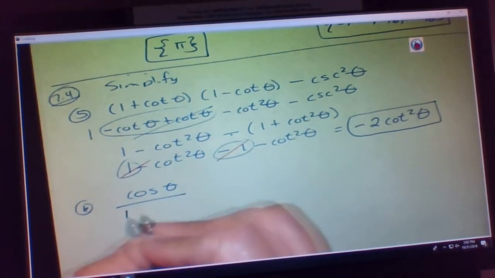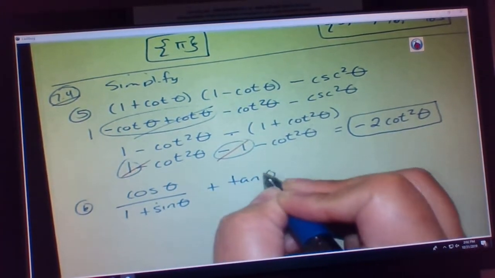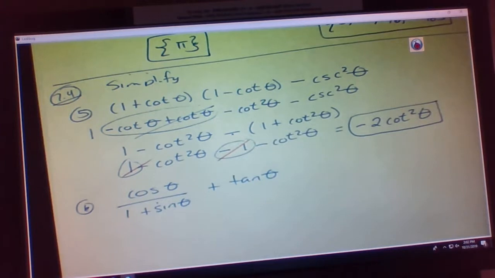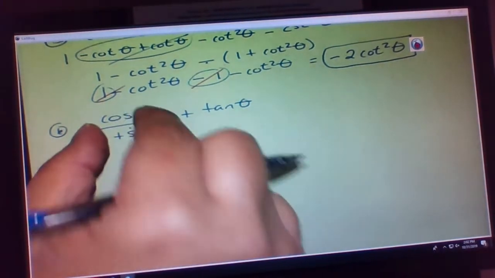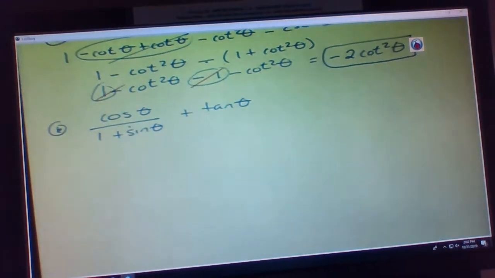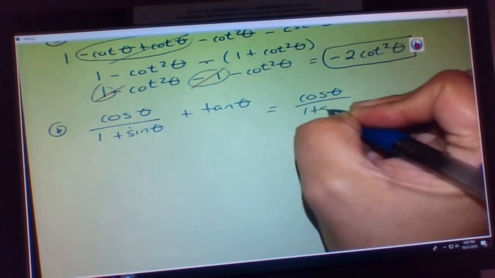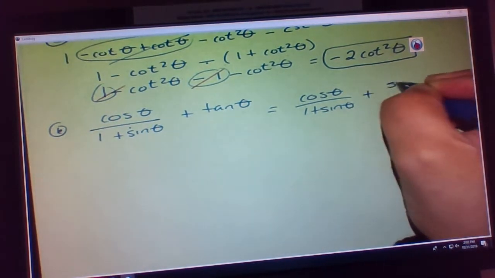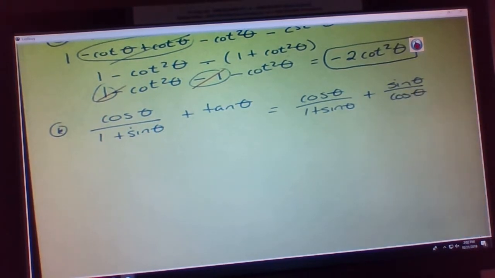Cosine, 1 plus sine, plus tangent. So let's look at this one. Since this is in cosine and sine, and this is in tangent, could tangent be changed to something like this? What is tangent? Sine over cosine. So I'm going to rewrite this plus sine over cosine. Now, would I be able to add those two?